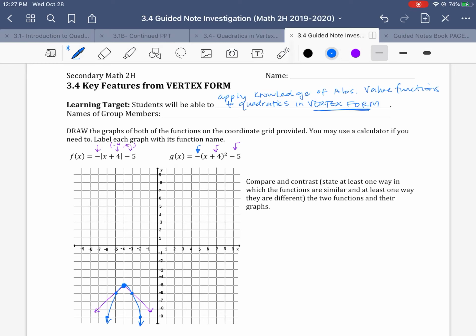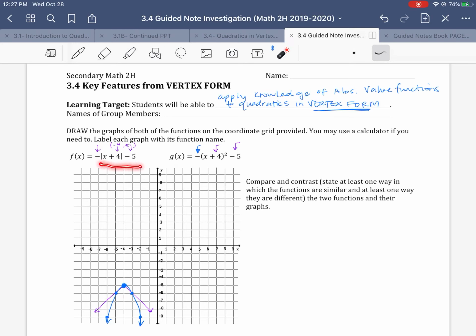So it says compare and contrast, state at least one way in which the functions are similar and at least one way they are different. I hope you think through that. So some similarities that you could write down would be that they have the same vertex. So they share the same vertex.